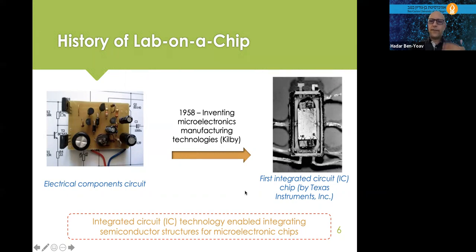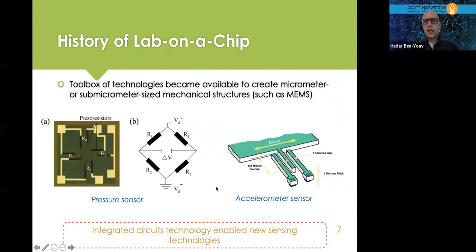So this kind of advancement really established the field of integrated circuits. So we are still not in lab on a chip. And then, because now we have new technology that enables microstructures from different materials on a very small and smooth substrate, people took this technology and started to manufacture and invented new types of devices that can be much smaller than the conventional devices.